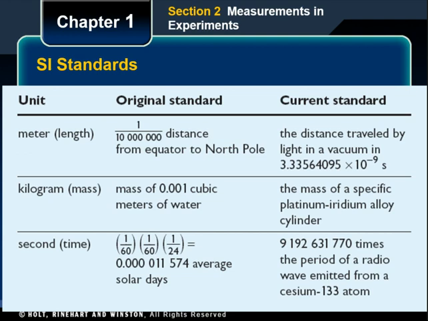In SI, there are only 7 base units. Each base unit describes a single dimension, such as length, mass, or time. The base units of length, mass, and time are the meter, kilogram, and second, respectively. In most measurements, these units will be abbreviated as m, kg, and s, respectively.